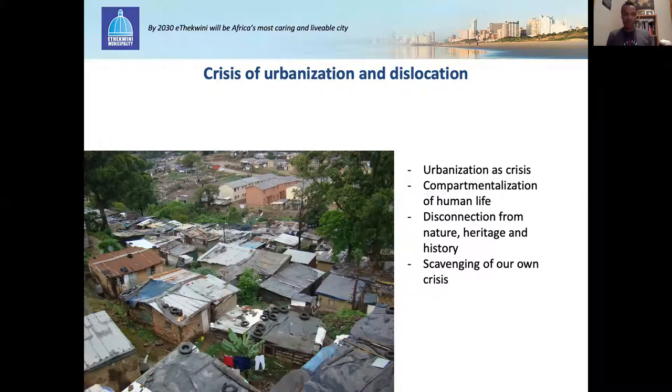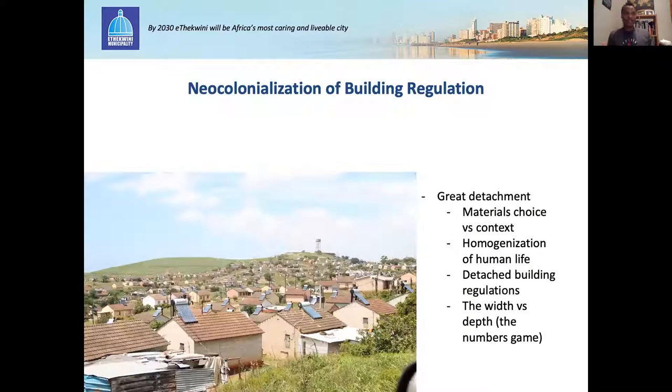And I know I'm talking to a number of urbanists, and it becomes very controversial to question the very existence of urbanism. And I'm not saying there's no positives that have come out of urbanization over the past decades and over the past century, but I think there's a serious crisis. But how do we then respond, and how does the state respond in a South African context? And I'll bring it closer. There is this neo-colonization of the building regulation, and I call it the great detachment.